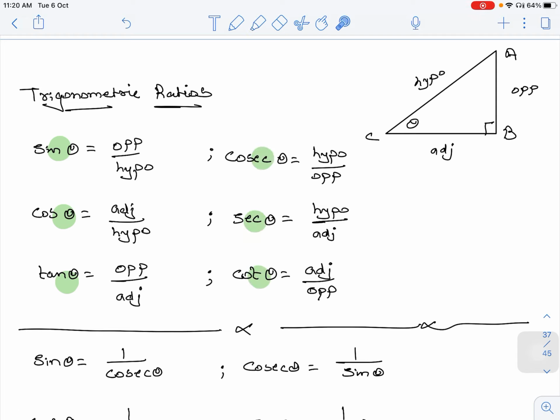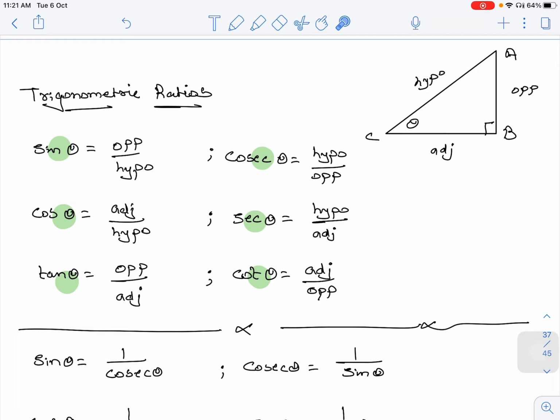Now we have seen these ratios: sine theta is opposite upon hypotenuse, cos theta is adjacent upon hypotenuse, tan theta is opposite upon adjacent. Now if you look at the other ratios, cot theta equals adjacent upon opposite, sec theta is hypotenuse upon adjacent, and cosec theta is hypotenuse upon opposite.